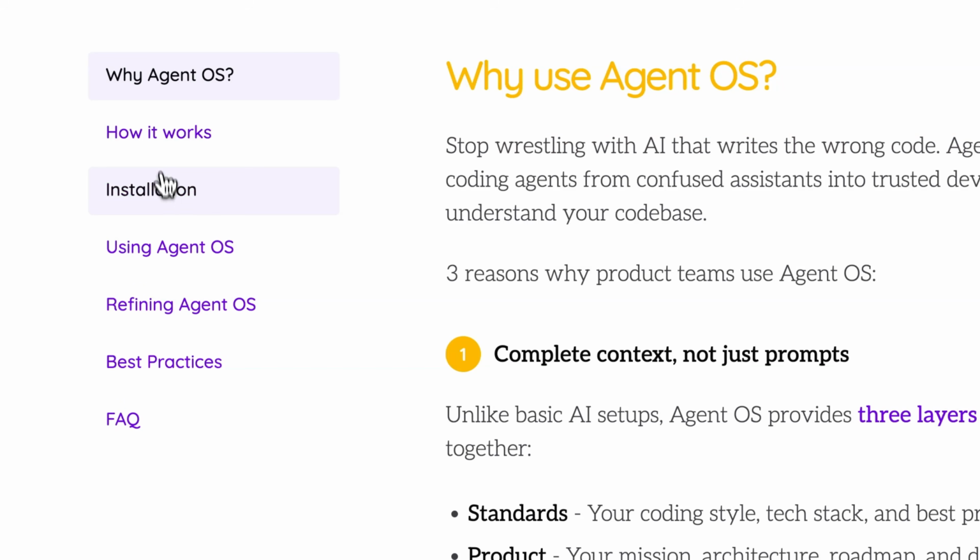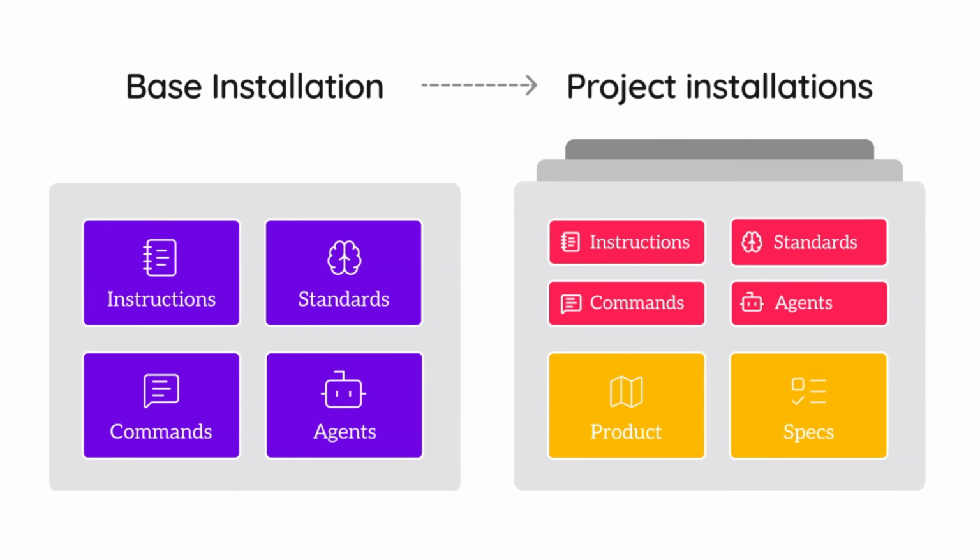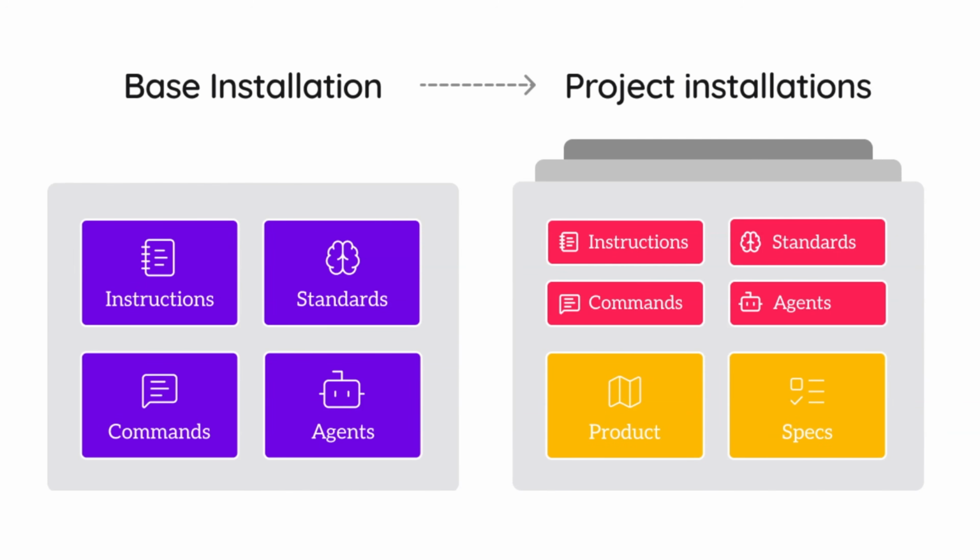Now, let's talk about how Agent OS gets installed. It's a 2-part system that keeps you fully in control of every aspect. First, I recommend installing the base installation somewhere on your system, typically the home directory. It serves as your source files for every project installation. So this is where you would customize your standards that define how you build software, your coding style, and so on.